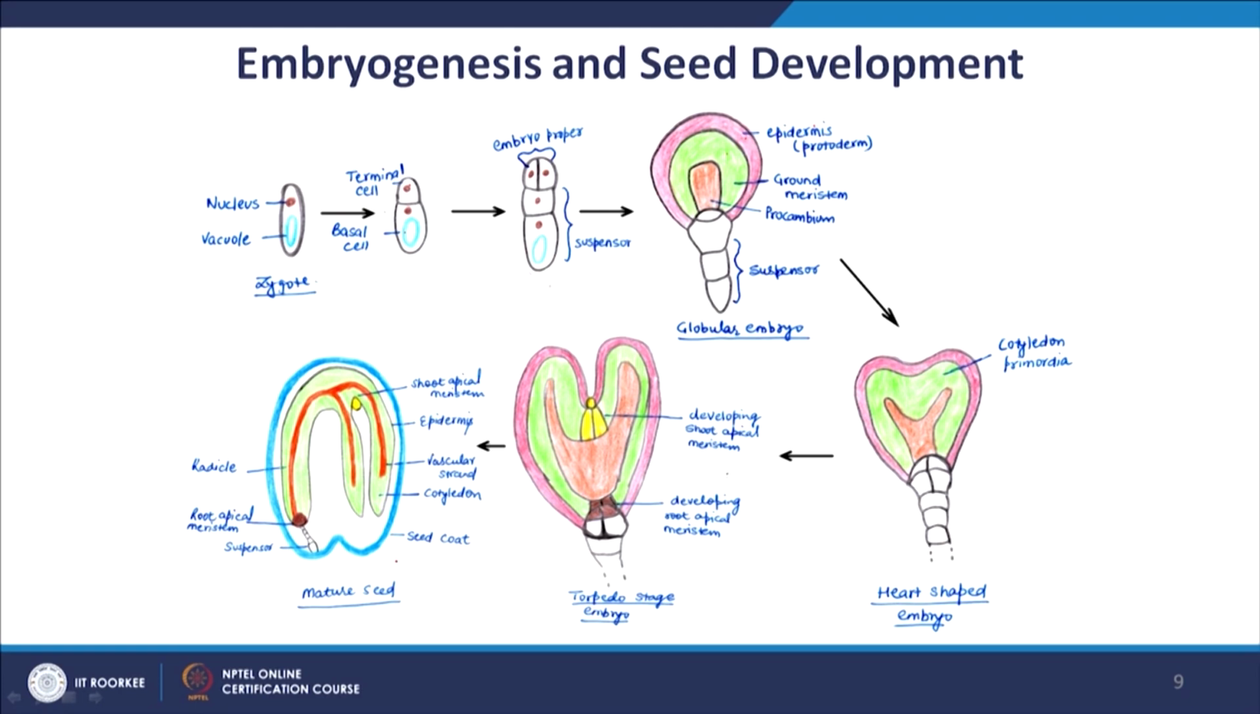This is a mature seed where you have a seed coat and the proper embryo which is attached with the suspensor, and in this embryo we have the basic body plan, for example root apical meristem, shoot apical meristem, provascular tissues, and at this stage the embryo undergoes the process of dormancy and can stay for a long period of time.